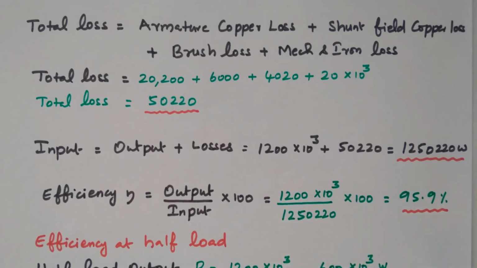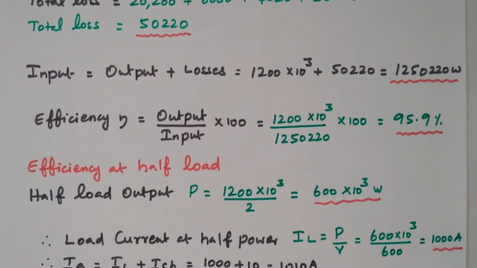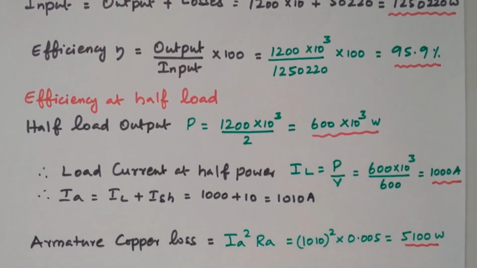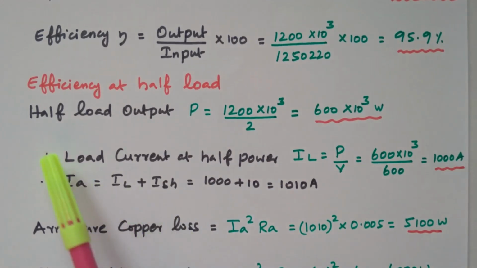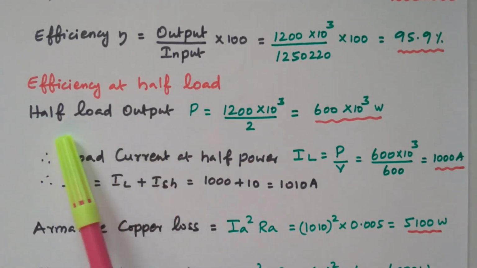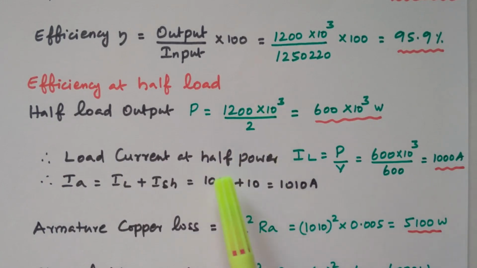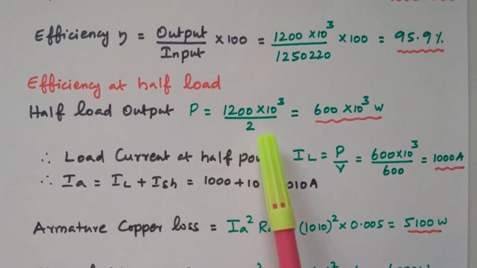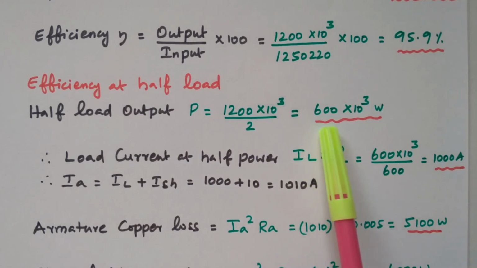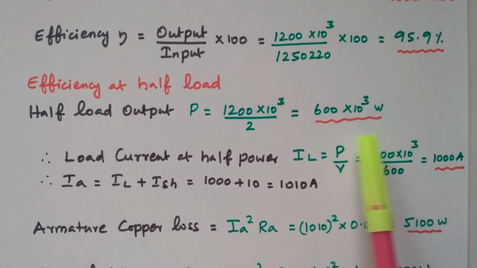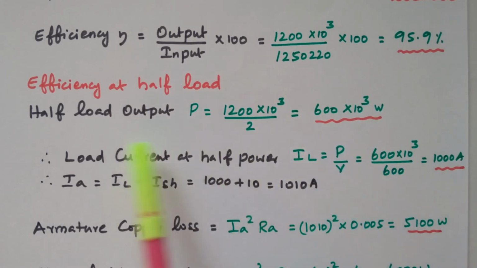Now we'll go to the half load. First we need to find the half load power. What is the half load output? That is nothing but total output divided by 2, because half load only we are applying. So that is 600 into 10 to the power 3 watts, that is 600 kilowatt. So the power output at the half load is nothing but total power divided by 2.